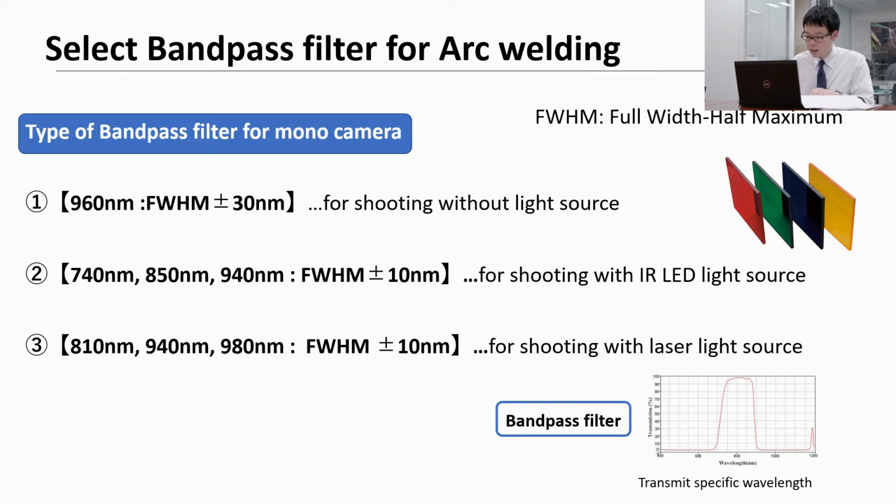Second one, with an IR LED light source. We usually select a bandpass filter of the same wavelength as the IR light source. For example, if we use an 852 nanometer IR LED light source, we should select an 850 nanometer bandpass filter. Third one, with a laser light source. We usually select a bandpass filter of the same wavelength as the laser light source. For example, if we use an 810 nanometer laser light source, we should select a near 810 nanometer bandpass filter as well.